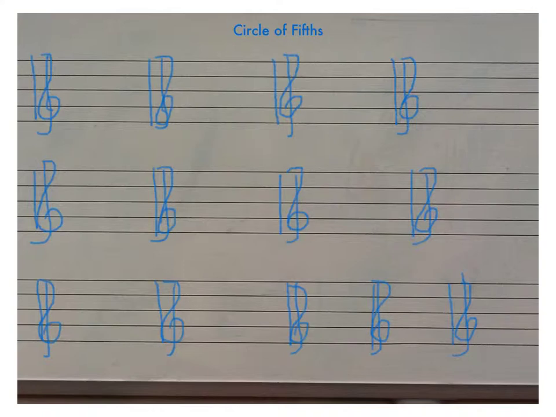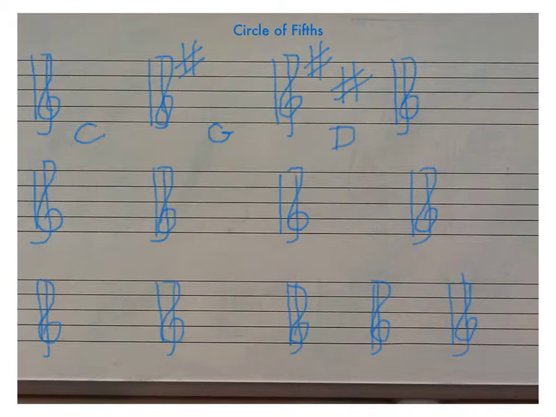C major has no flats and no sharps. Now, if we start to move through the sharps, we know that the first sharp is F sharp, and that one sharp, F sharp, is the key signature for G major. If we move on to the next sharp key, adding a sharp, we'll add one sharp each time. We have two sharps, F sharp and C sharp, which is the key signature for D major.